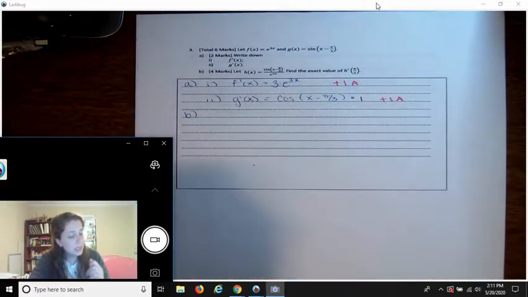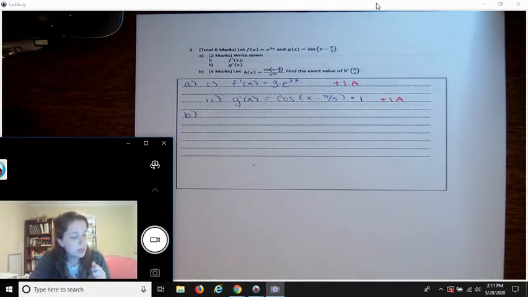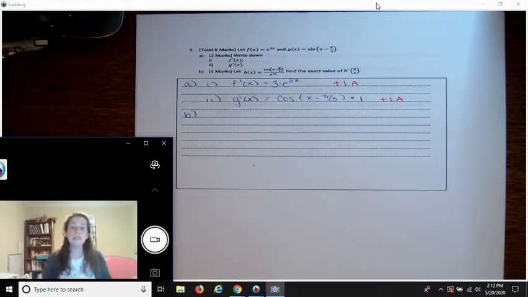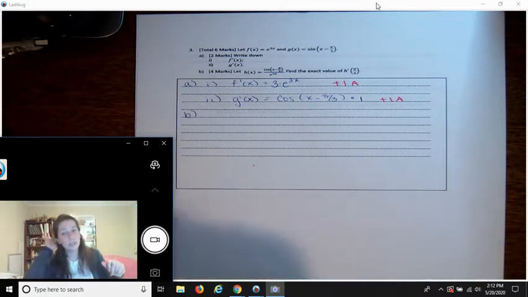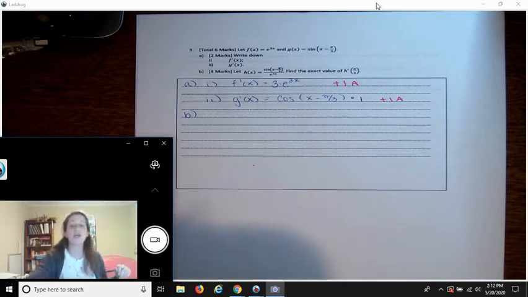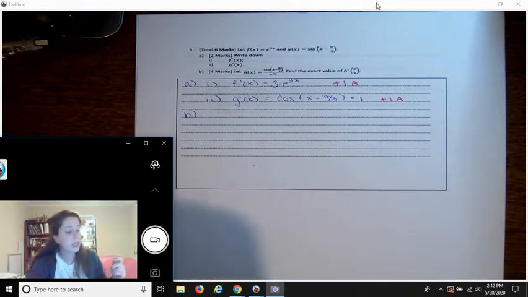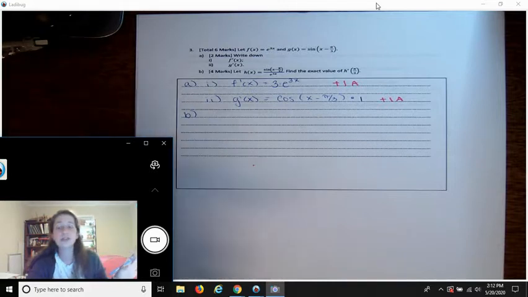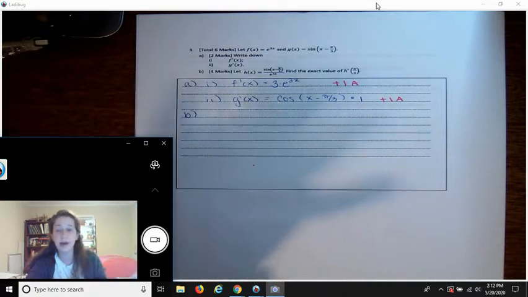For part B, it says let h of x be sine of x minus pi over 3, over e to the 3x. Find the exact value of h prime of pi over 3. So basically, part A sets you up to be able to solve for part B. It gives you a quotient rule problem. Some of you may turn this into a product rule problem. If you solve it that way, fine.